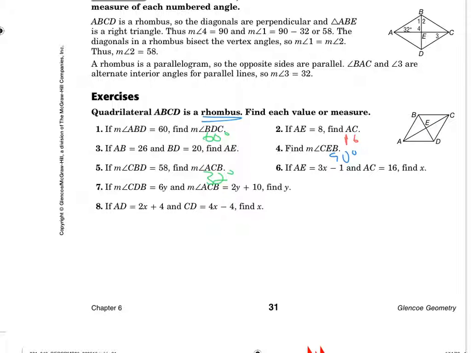Number 6, AE is 3x minus 1. So this little part right there is 3x minus 1. AC, the whole thing, is 16. We're going to find x. If the whole thing is 16, it's cut in half, so that little part is just 8, which gives me the equation 3x minus 1 equals 8. So 3x equals 9, and x equals 3.